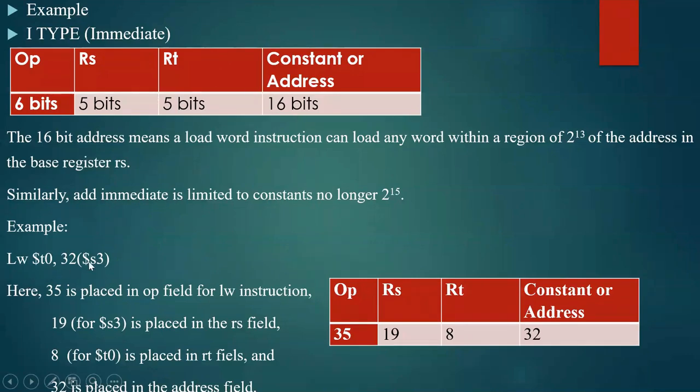So for load word $t0, 32, $s3, here is what happens. First, 35 is placed in the opcode for the load word instruction. RS is 19, then RT is going to be 8. Why is it 19? Because for $s3 the value is 19, and for $t0 the value is 8. The constant is 32, because in the load word example we are given 32, so we put 32 here. So this is about the I type.